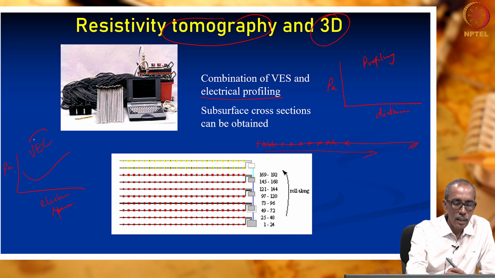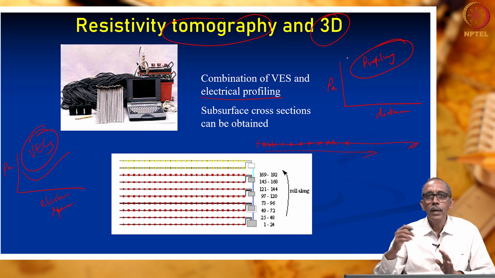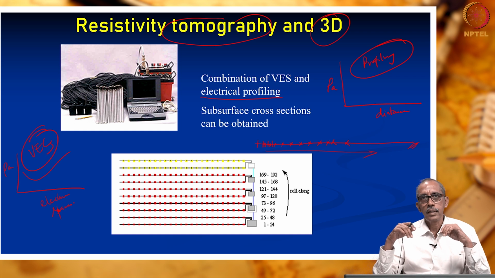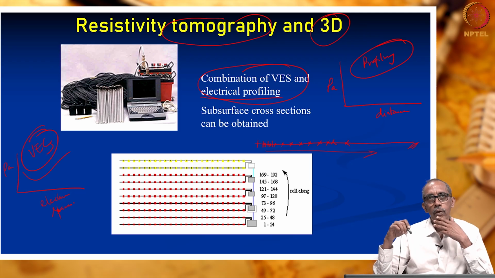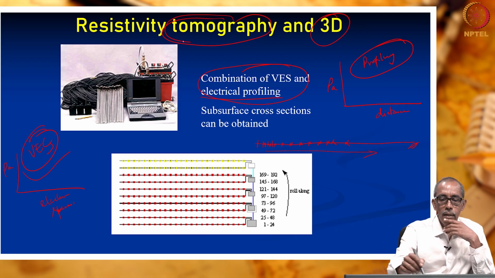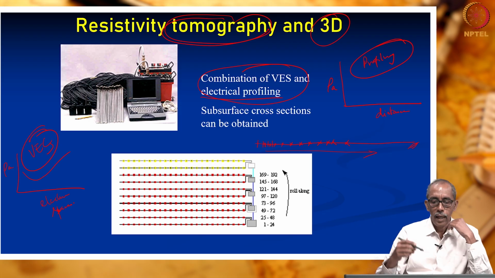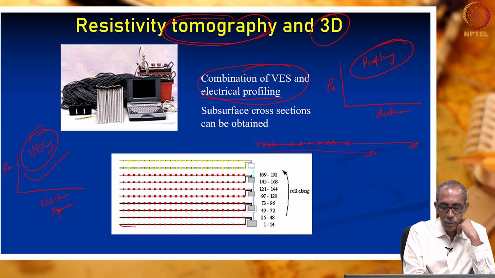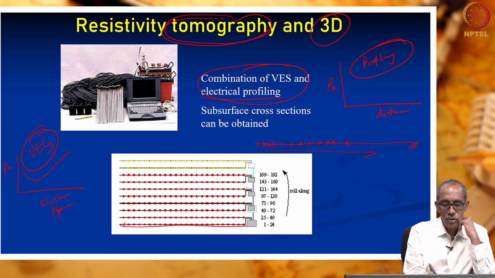So, this is vertical electrical sounding and this is profiling. If you combine both vertical electrical sounding and profiling, we are able to get the resistivity tomogram of the subsurface. How do we do this? As you see in this diagram, we conduct profiling along this line. Apart from profiling, we also conduct vertical electrical sounding at all these points.